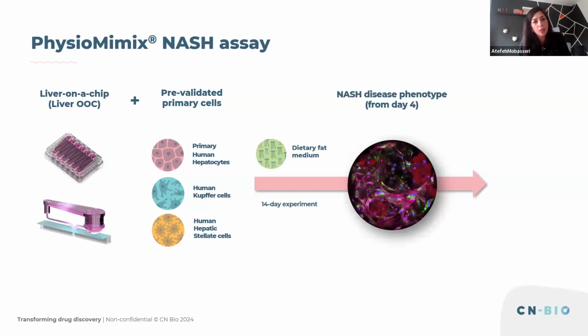Then we switch the media to dietary fat medium. This media helps the cells to induce NASH. So during our experiment, we are able to monitor the NASH disease phenotype and also understand steatosis, how lipid accumulates in the cells. We can explore the inflammation and fibrosis, and throughout the experiment, we can look at the liver functionality.